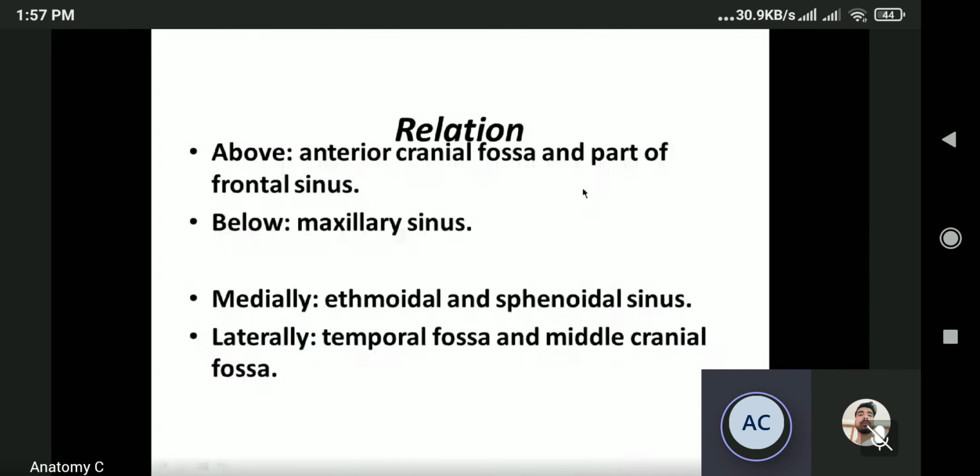So the relations of the orbit. Above you are getting the anterior cranial fossa and part of the frontal sinus. Below you are getting the maxillary sinus. Medially you are getting the ethmoidal and sphenoidal sinuses. And laterally the temporal fossa and middle cranial fossa. So look at here. Almost it is surrounded by sinuses. Above also you are getting the frontal sinus. Below you are getting the maxillary sinus, and medially you are getting the ethmoidal and sphenoidal sinuses.